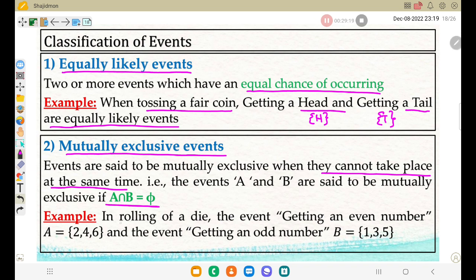For example, rolling a die, one die we are rolling. Getting an even number means what are the options? Either 2 or 4 or 6. Getting an odd number, what are the options? 1, 3, 5. Correct? What about these two events A and B?